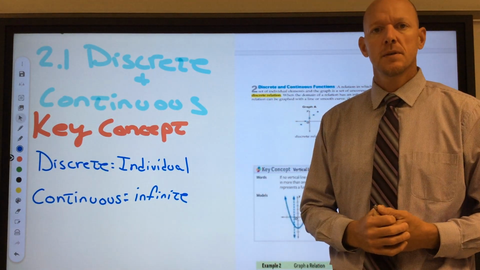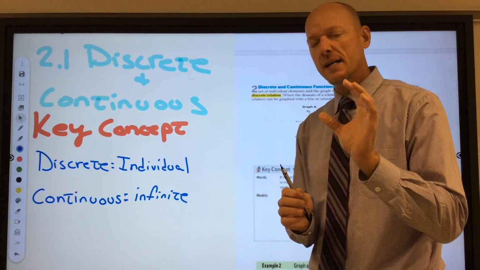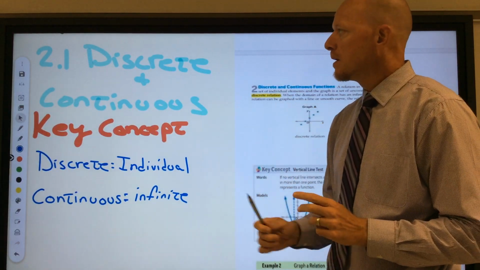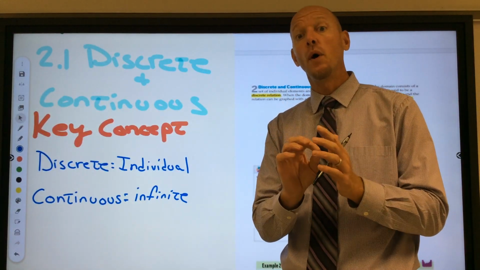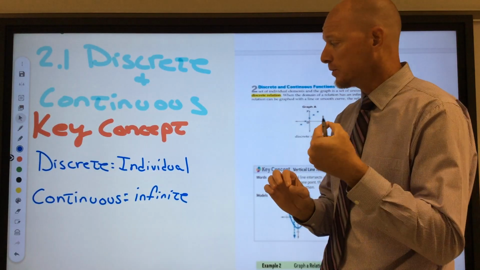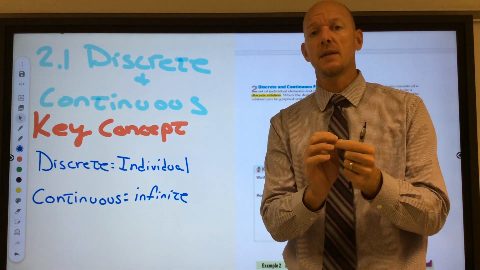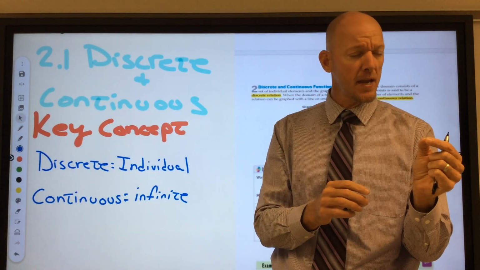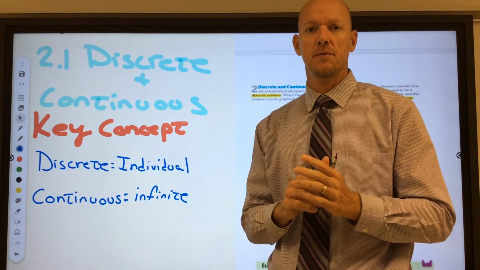Discrete and continuous. That's going to be our focus here to start off. And what we want to do is just kind of simplify the definition. Discrete for us is going to mean that we have individual points. Continuous, on the other hand, means that we have an infinite amount of points. That's the key right there. Discrete, individual, countable. Continuous, an infinite amount of them.